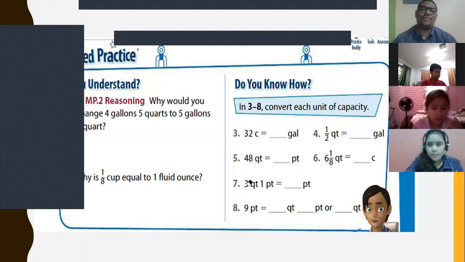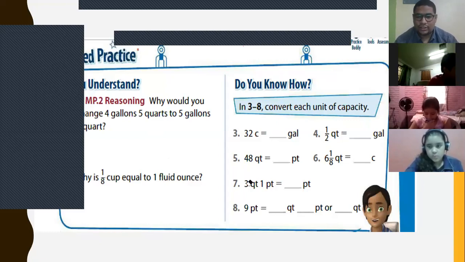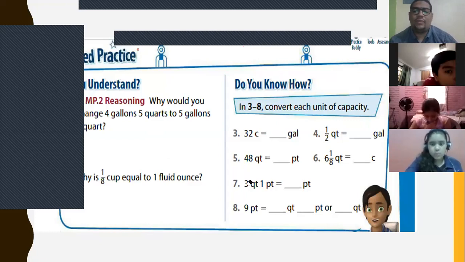Okay, let's work on number 5. Number 4, you're going to do it as homework because you have to think, you have to concentrate. I know that you know how to do it, but you are not concentrating in class. So try to solve number 5. What do you have to do with number 5?